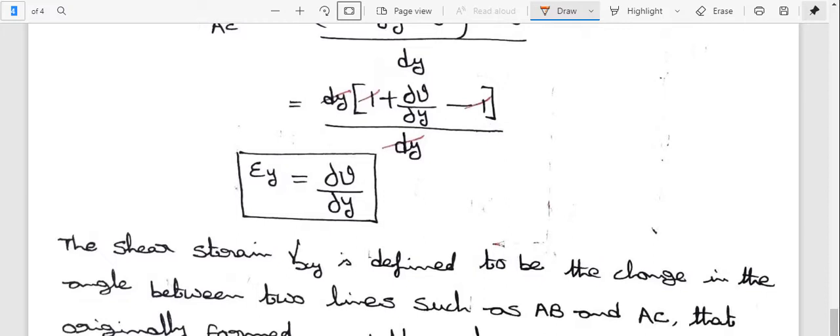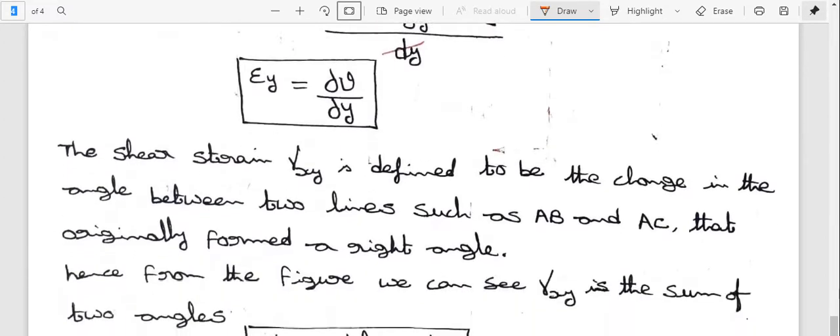Here this is the vertical displacement value v along the y direction. That's why I am considering epsilon y is equal to dou v by dou y, where v means vertical deflection and dou y represents along the y direction only.